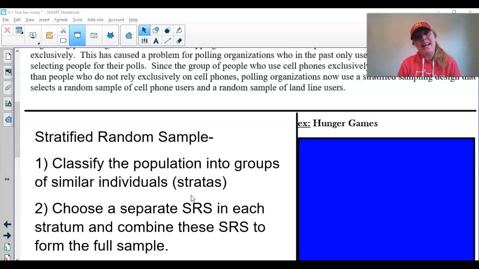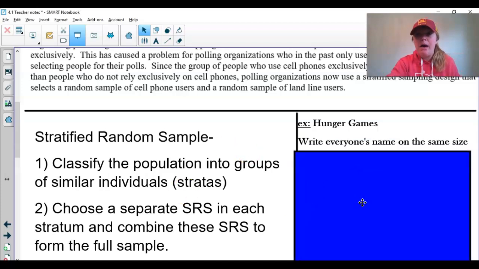When I have people in class, I usually show the Hunger Games, right? If you've seen the movie The Hunger Games, there is a bowl for the boys and a bowl for the girls. If it was a simple random sample, they would have one bowl and just pull 2 names out, meaning 2 boys could go or 2 girls could go. We want to ensure, though, that 1 boy goes and 1 girl goes, so that's why there's a bowl for the girls and a bowl for the boys. That's a stratified random sample.